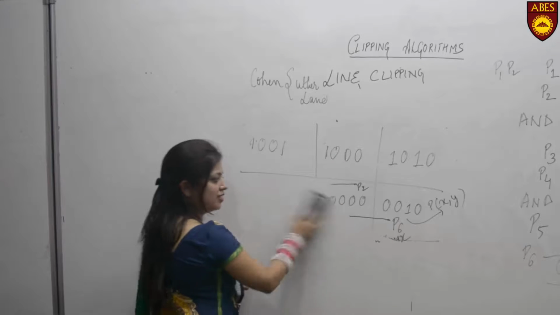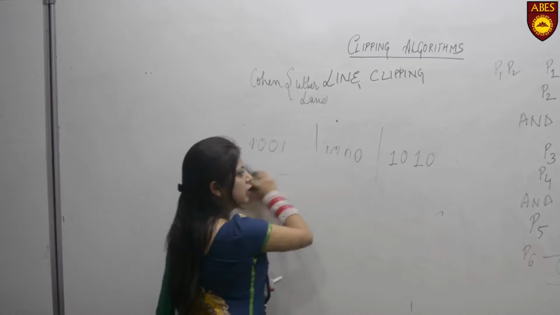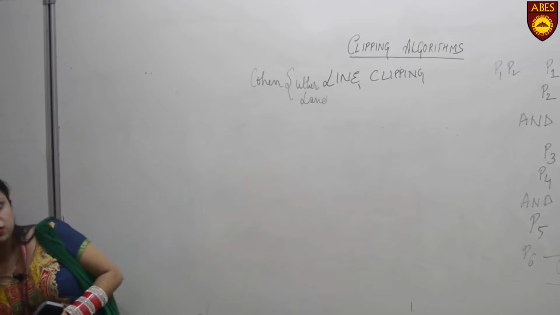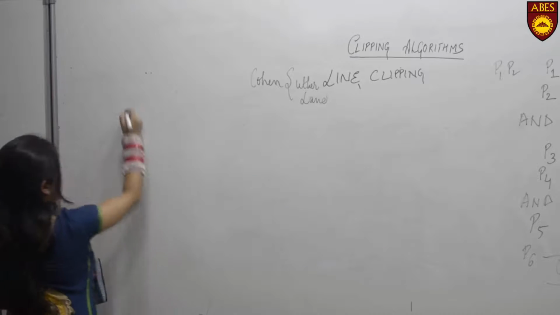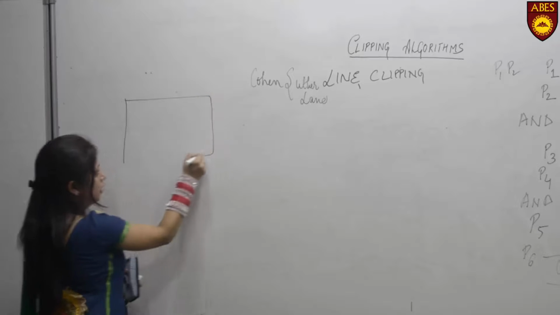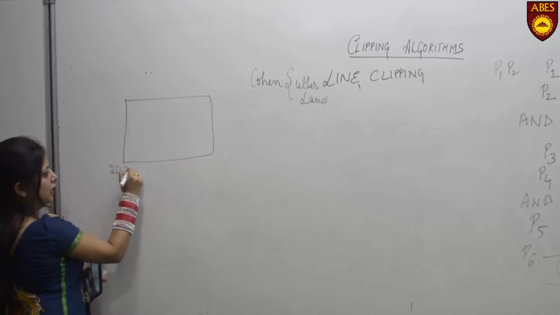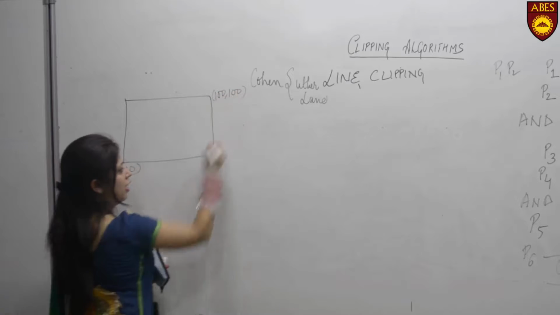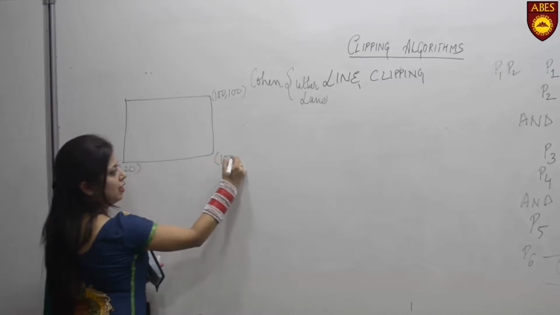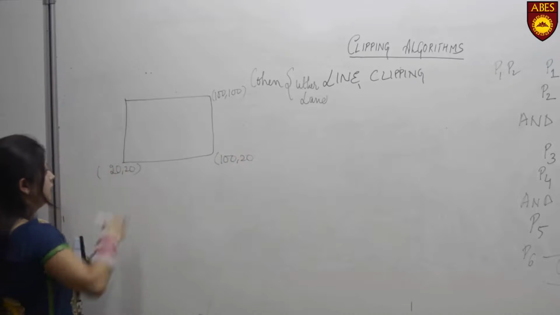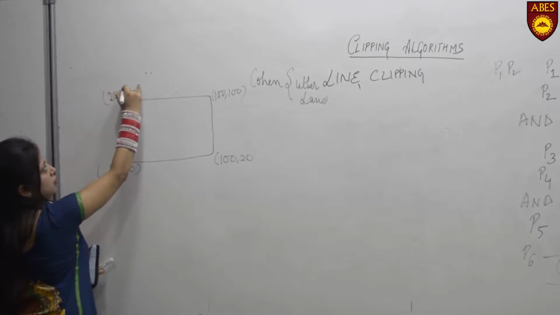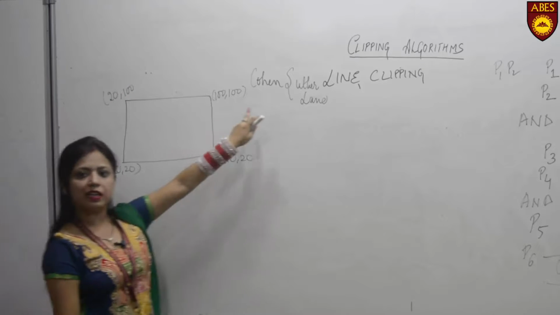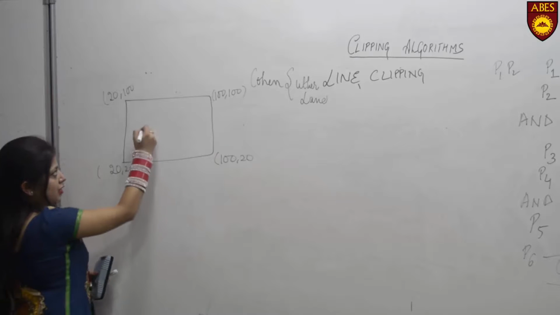In the question, we'll be given the coordinates of the window and the coordinates of the line. On that basis, we need to define whether our line will be completely visible or completely invisible. If you are given this window which has the lower left corner at 20, 20 and the upper right corner at 100, 100, then this will be 100, 20, and similarly this will be 20, 100. So in the question we are given a bounding rectangle with the lower left corner and the upper right corner. Now let's check the cases one by one.